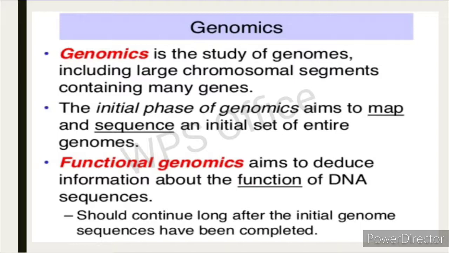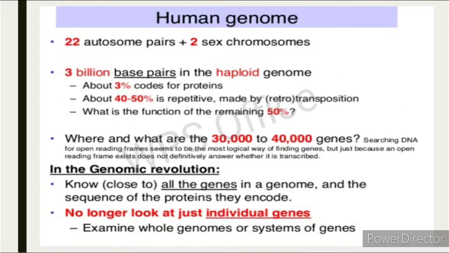The human genome has 22 autosome pairs plus 2 sex chromosomes, and 3 billion base pairs in the haploid genome. About 3% codes for proteins, and about 40 to 50% is repetitive, made by retrotransposition. And what is the function of the remaining 50%? And what are the 30,000 to 40,000 genes? Searching DNA for an open reading frame seems to be the most logical way of finding genes, but just because an open reading frame exists does not definitely answer whether it is transcribed. In genomic resolutions, we also know that close to all genes are in the genome and the sequences of the proteins they encode.